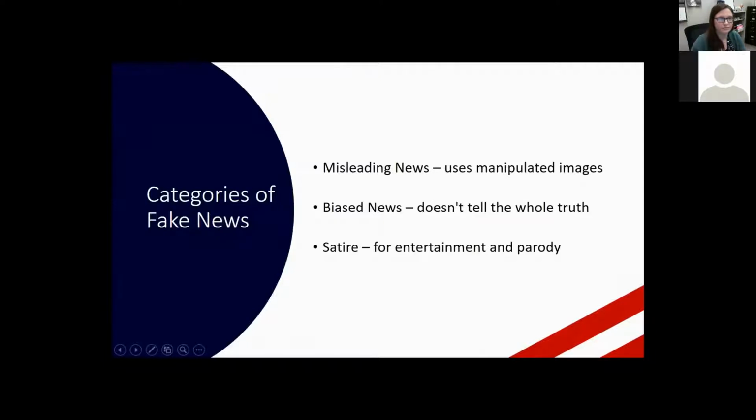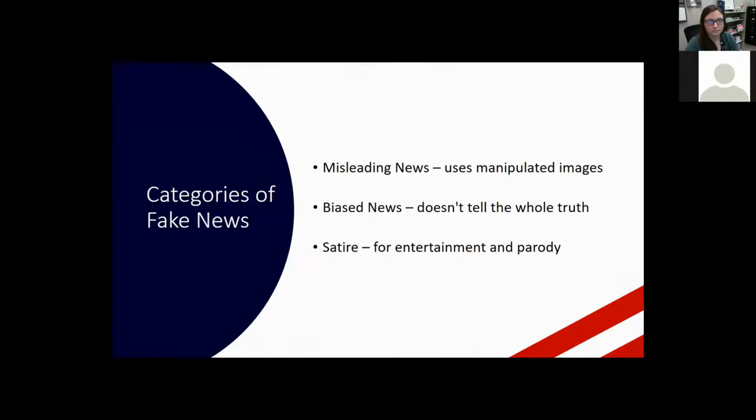First, what is fake news? To put it simply, it's false information made to look like a factual news story. There's three categories of fake news. The first is misleading news. These are stories that are based on a manipulated image, an out-of-context quotation, or a questionable scientific study.